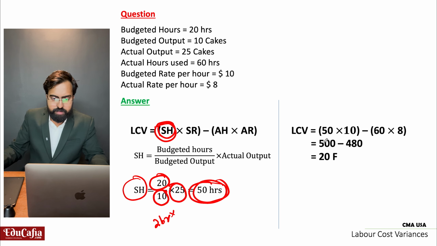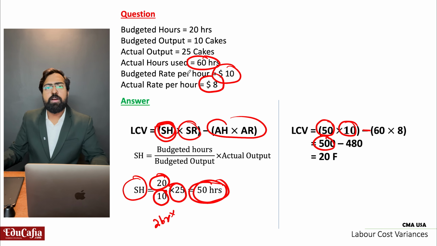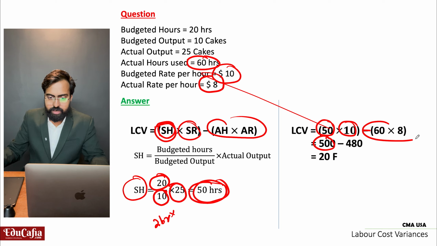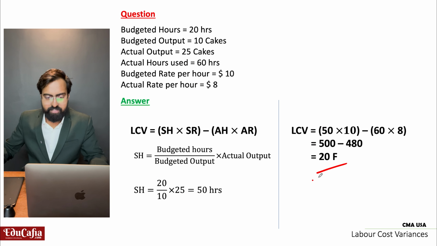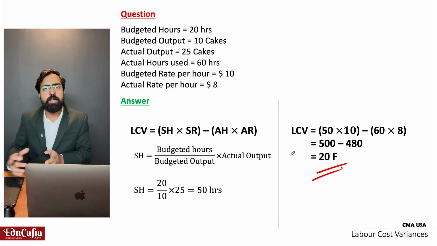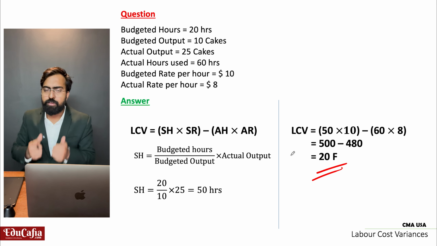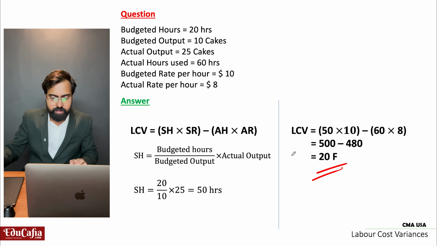So standard hours 15. What is the standard rate? $10. That is 150 minus, actually what happened? Actual hours 16 into $8, so 16 into $8 is 128. So 20 favorable. When checking labor cost variance, that is favorable only, because it is $20 favorable.